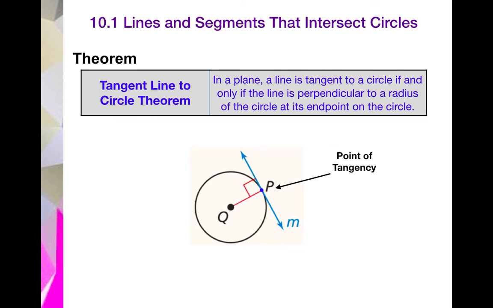The tangent line to circle theorem. So this is a really important theorem. This says that if I have a line tangent to a circle at point P, then if I draw the radius from the center out to P, I form a right angle with that tangent. So in a plane, a line is tangent to a circle if and only if the line is perpendicular to the radius of the circle at that point. This is a very important theorem because then we can build right triangles with this.